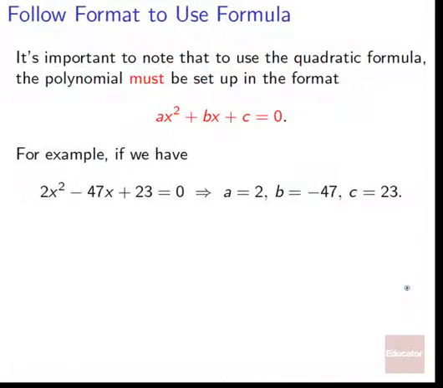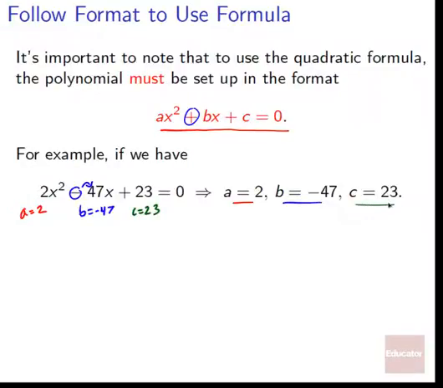All right, follow the format if you're going to use the formula. It's really important to note that if you want to use the quadratic formula, the polynomial must be set up in this format: ax squared plus bx plus c equals 0. Absolutely has to be set up in this format. For example, if we have 2x squared minus 47x plus 23, then our a equals 2, our b equals negative 47, because notice that here it is a plus, but here it's a negative, so it must be a part of the number. And then finally, our c equals 23. So a equals 2, b equals negative 47, c equals 23.